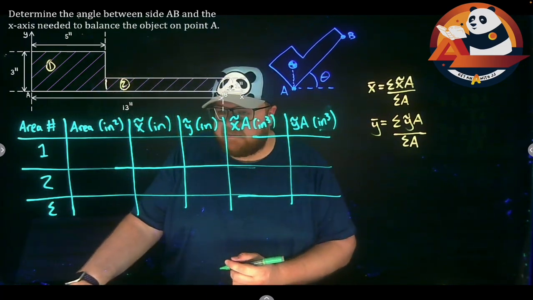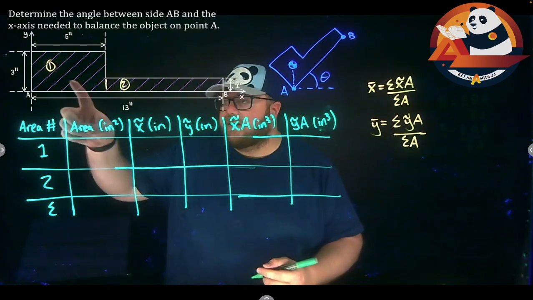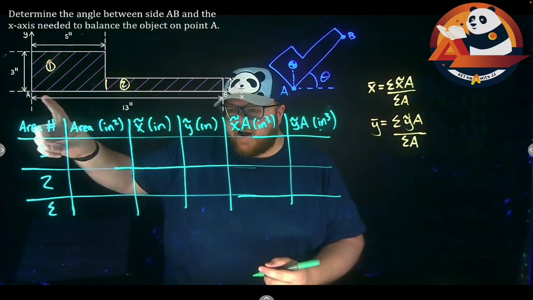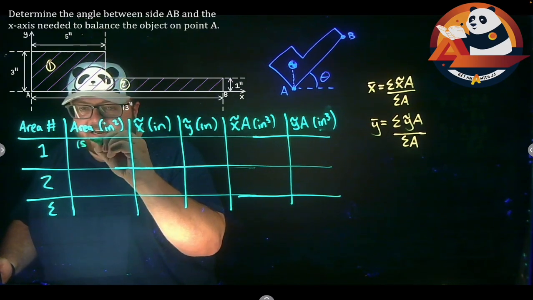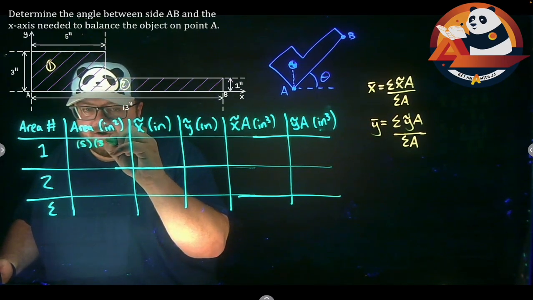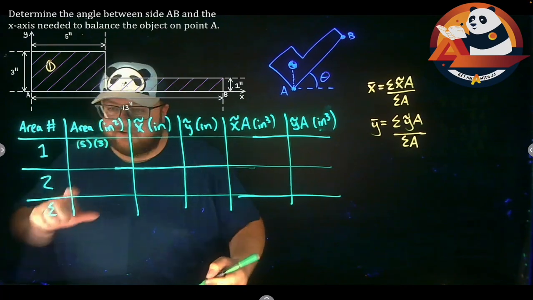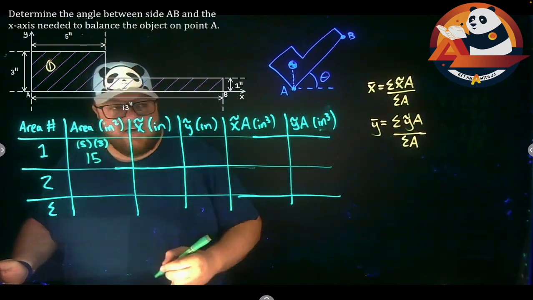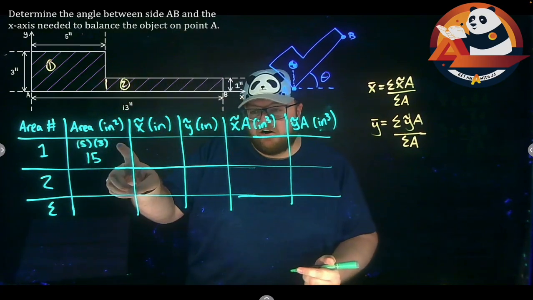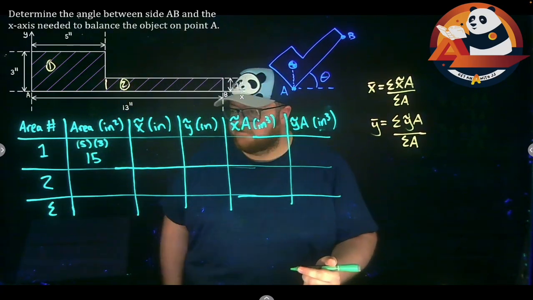My first shape, area 1, is a rectangle. It's 5 inches wide, 3 inches tall. I would tell you to fill in your formulas here. It makes it way easier to follow your work, and your professors will be a lot happier with you. 5 times 3 gets you to 15. It's also a good habit as engineers to fully document your work, and it's not hard to fill in the numbers. So show your work in here.